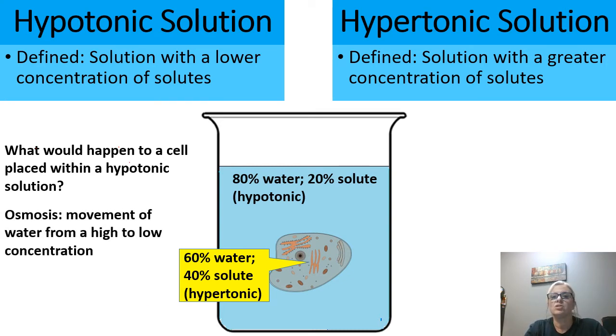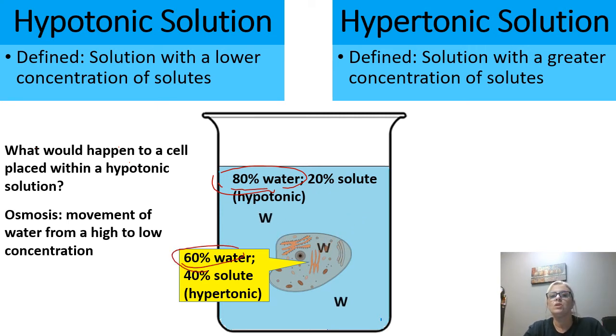So what is the definition of osmosis? Osmosis is the movement of water from a high concentration to a low concentration. So where is the high concentration of water? Where do we have more water? Well, we have 80% water in the beaker and 60% water in the cell.